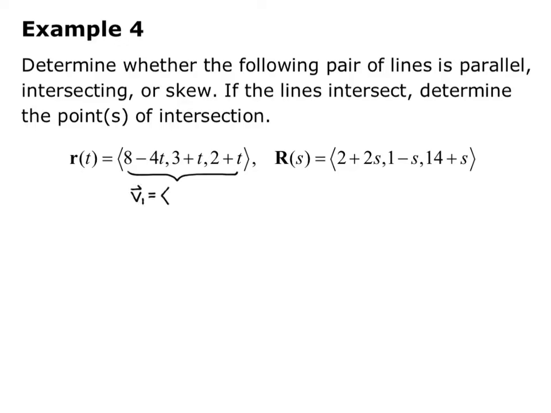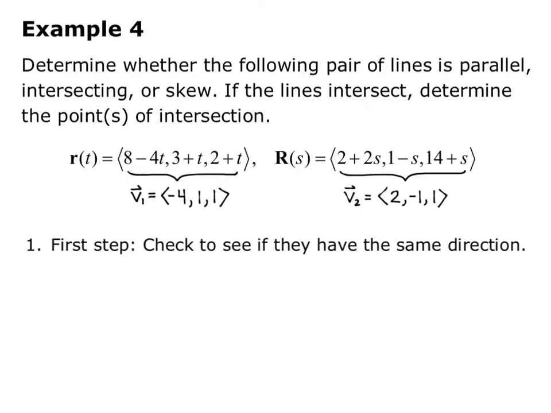So we need their direction vectors for this. In this line, the direction vector is negative 4, 1, 1. So I'm going to call that v sub 1. And remember, that's just the numbers attached to t. In capital R of s, v2 equals 2, negative 1, 1. And remember, those are just the numbers attached to the parameter s.